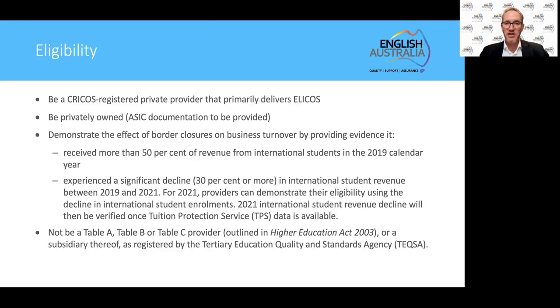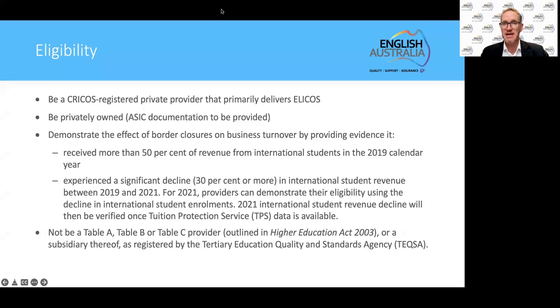Moving on now, just looking at our eligibility criteria, and again, all stipulated and outlined in the guidelines. And this set of criteria is then mirrored, which you'll see a bit later, in the application portal. So essentially being CRICOS registered and as a private provider who primarily delivers ELICOS. And to verify that, you need to be privately owned through your ASIC documentation. Very importantly, in terms of the impact of the international border closure, showing that there's been a 50% decline in revenue from international students in the 2019 calendar year.